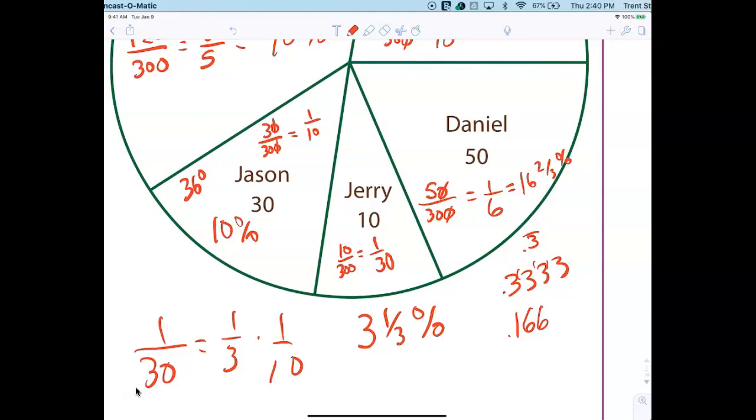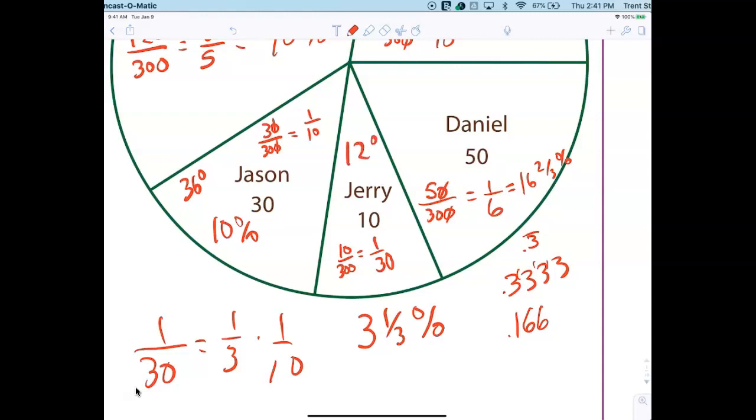If Jason is 36 degrees, then how much is Jerry? How many degrees is Jerry? Just logically thinking. 12. How did you get that so fast? I divided 36 by 3. Yes. Everybody with me on that? Jerry is 1/3 of Jason, right? So his angle has got to be 1/3 of that. So what did we say Jerry was? 12 degrees.